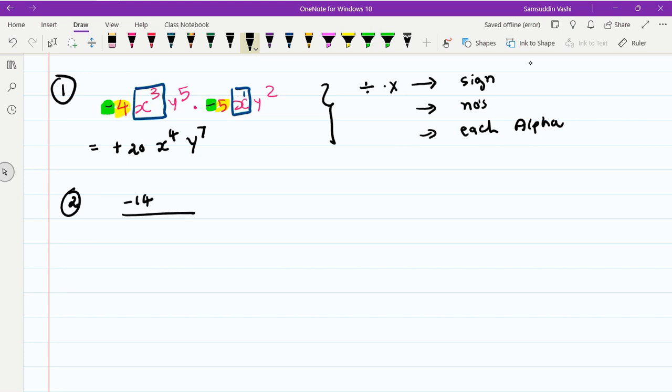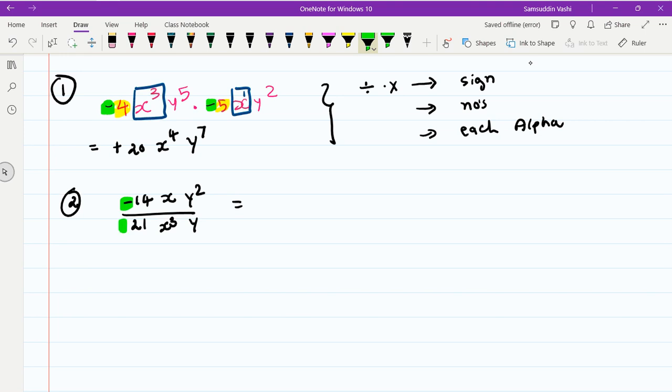Negative 14 divided by 21 x cubed, y squared and y. You see, in copying the question also, I copied the sign first, then I copied the numbers, then I copied alphabets one by one. I did not write numerator one time. So the way you think, the same way you work also.